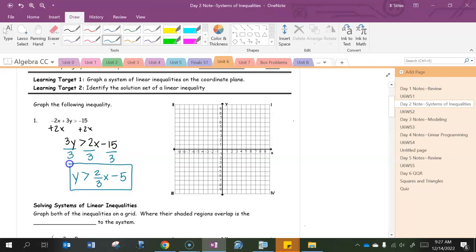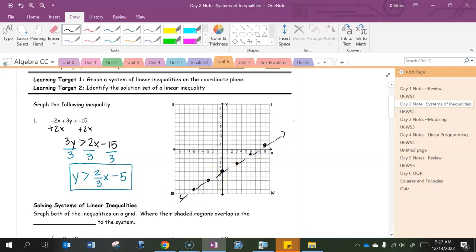All right, so now we're going to go ahead and graph this like a normal line, y-intercept down at negative 5. And then we're going to go up 3, right 3. And you want to get all those dots on there. Now, because we don't have that equal to underneath our greater than, that means this line is going to be dotted. All right, so take a moment and dot your line.